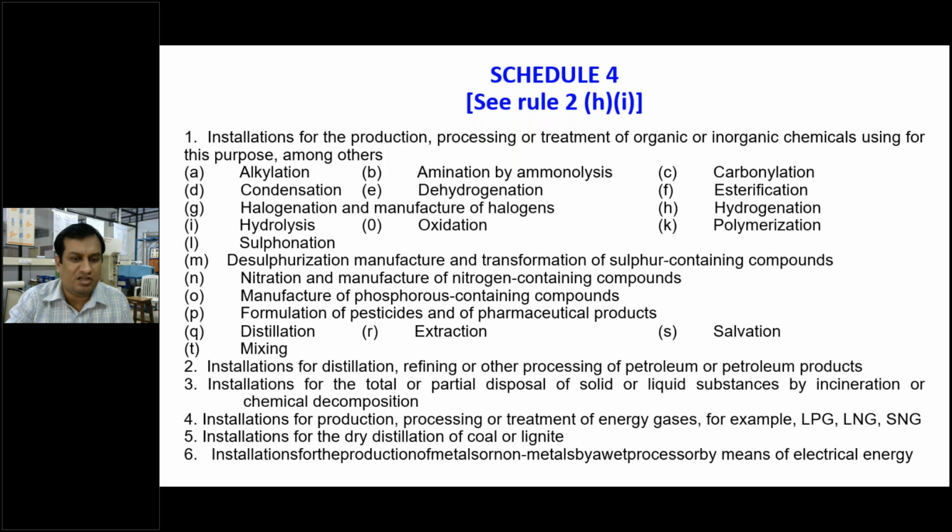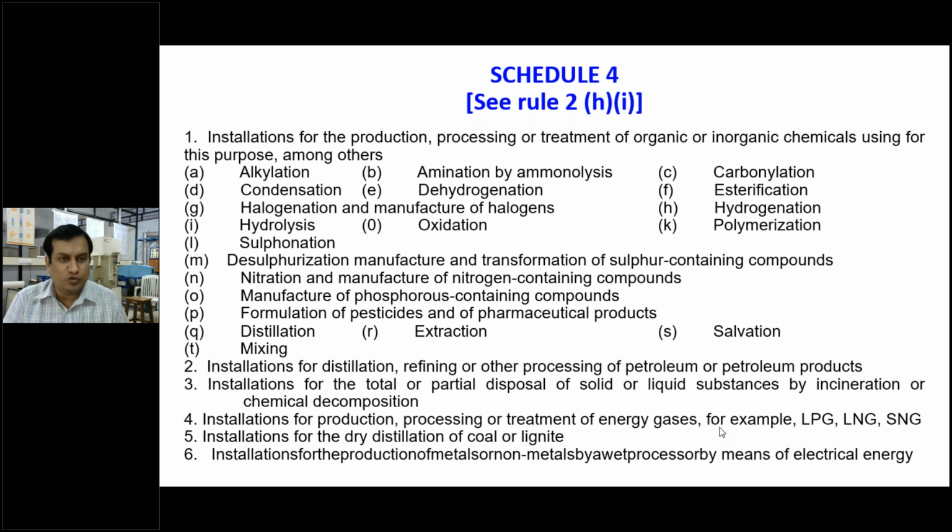Installation for distillation, refining or other processing of petroleum or petroleum product. Then installation for the total or partial disposal of solid or liquid substances by incineration or chemical decomposition. Then installations for production, processing or treatment of energy gases, for example LPG, LNG, SNG. Then installation for the dry distillation of coal or lignite. Installation for the production of metals, non-metals or some other processes by means of electrical energy. So all these things are included under this schedule 4.